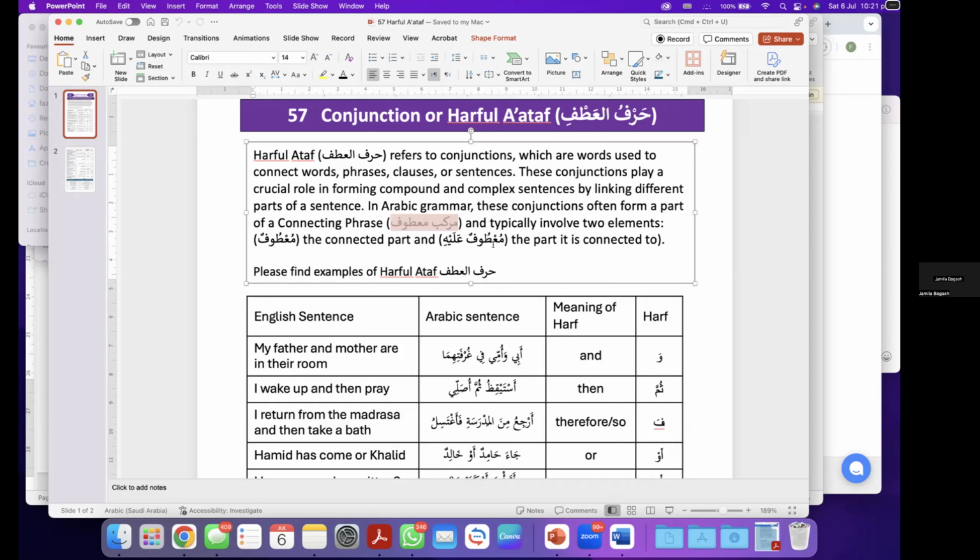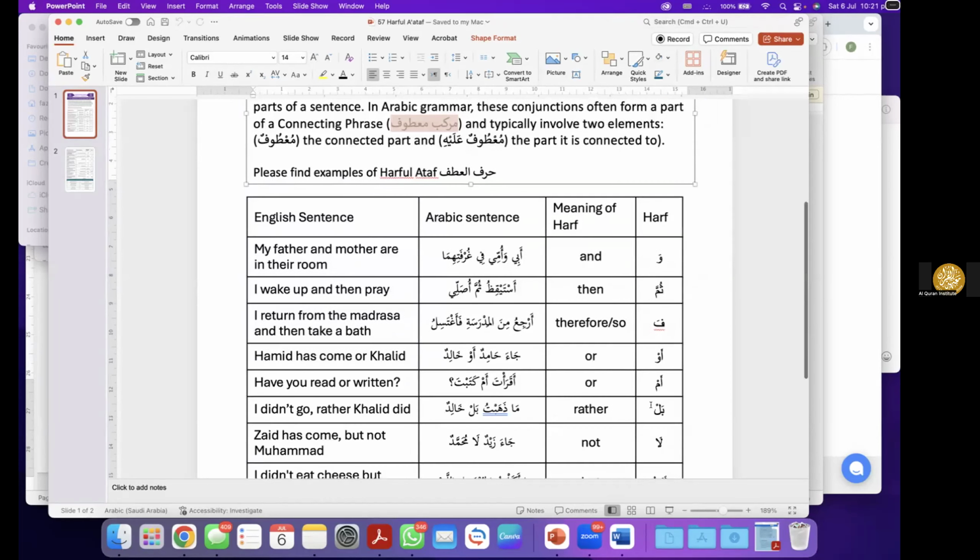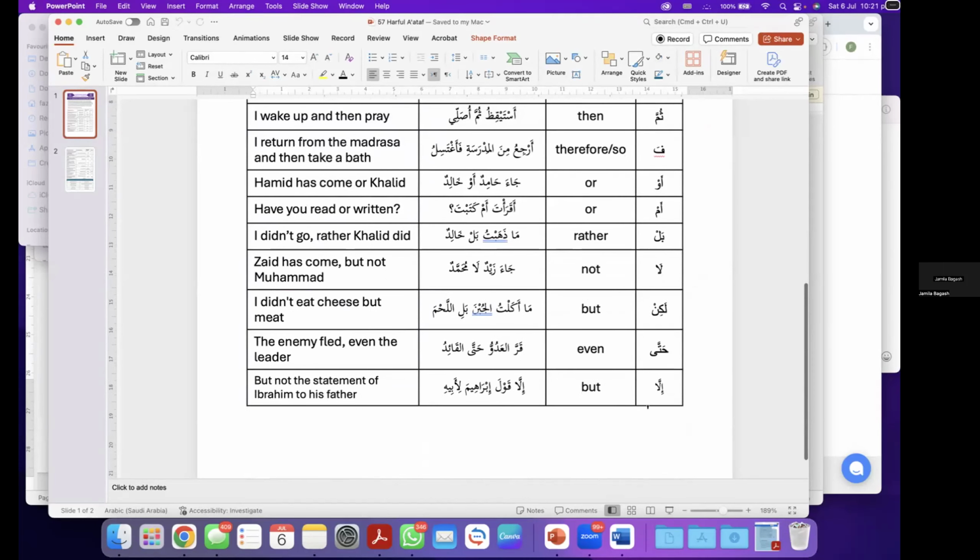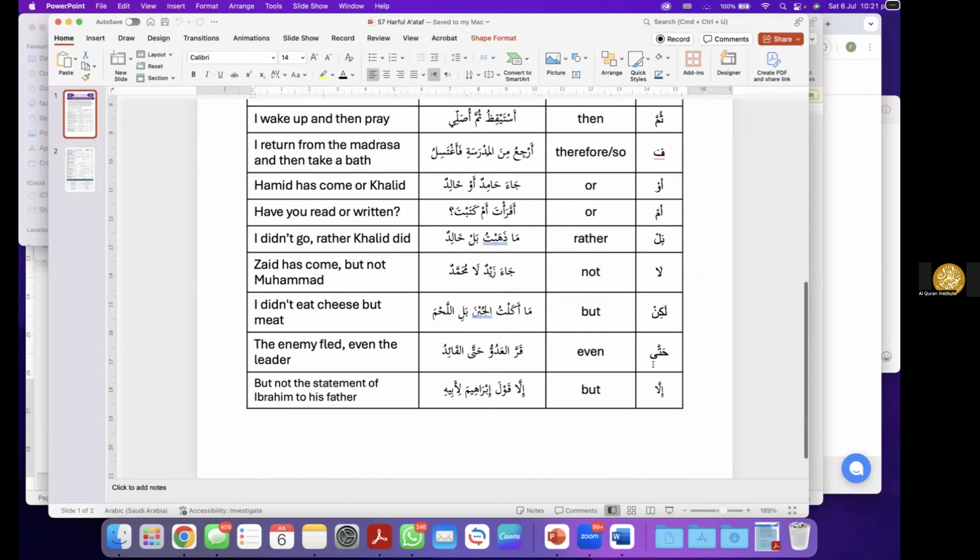This rule applies to one special harf, and that is waw. Fa, thumma, bal and all the other connectors don't have to match, with very flexible rules, almost no rules. By meaning you will see they are connecting, but they may not match in i'rab, and these other things may not be applicable at all. That's all in this chapter.